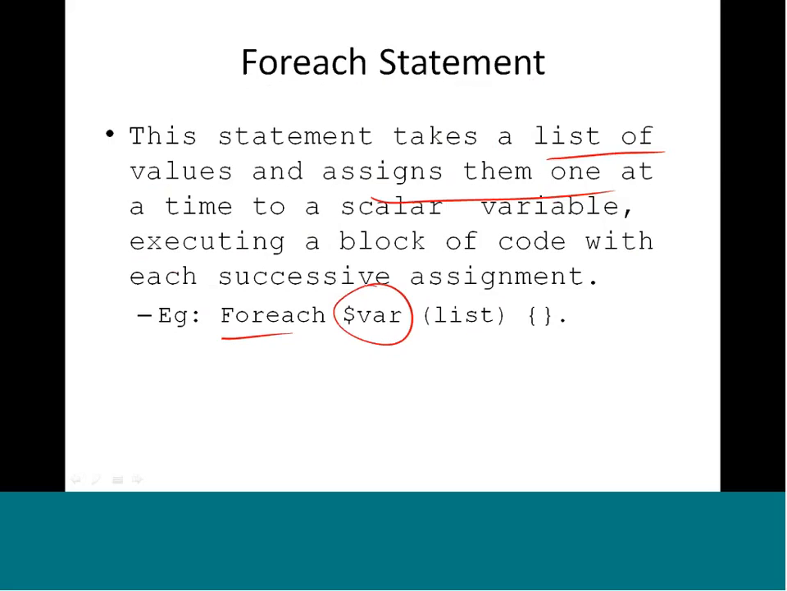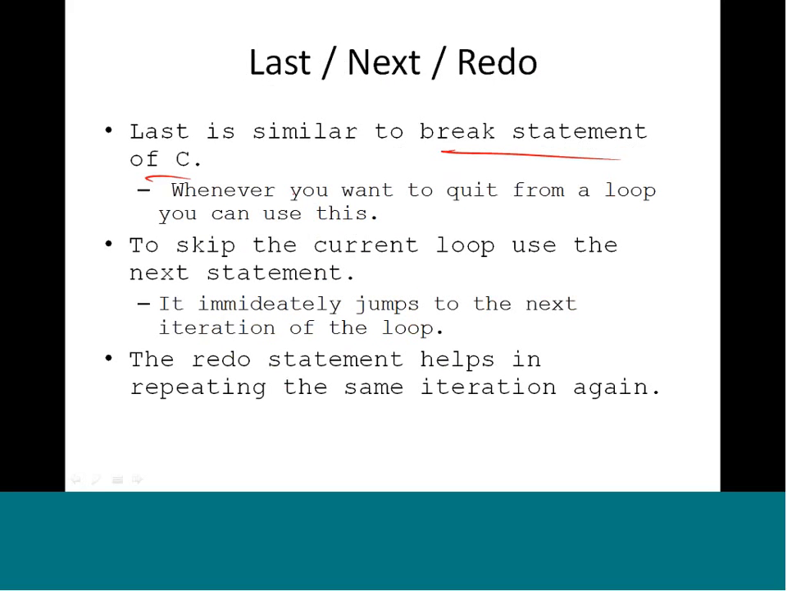Now let's look at last. Last is similar to the break statement of C. So if you want to quit from the loop in the middle, we just use last. If you want to skip the current iteration and go to the next one, we use the next statement. It exits the current loop value but is still in the loop, and then it goes to the next value and keeps going.